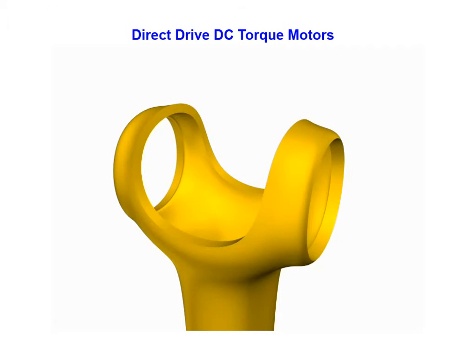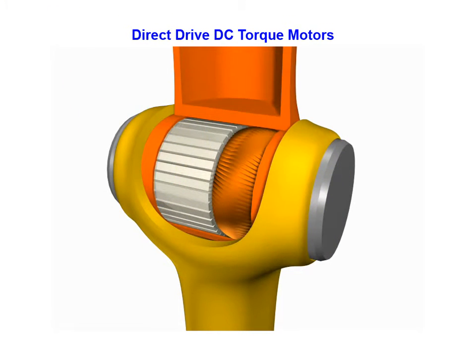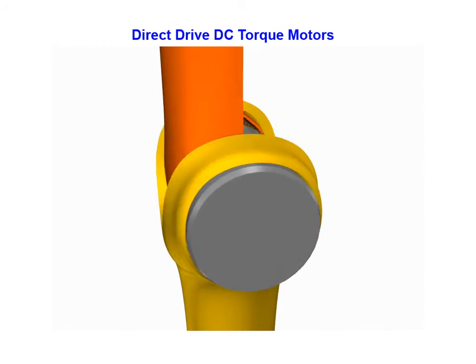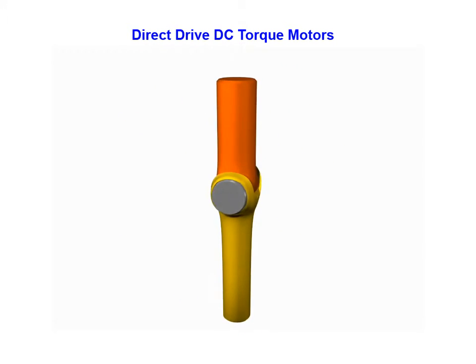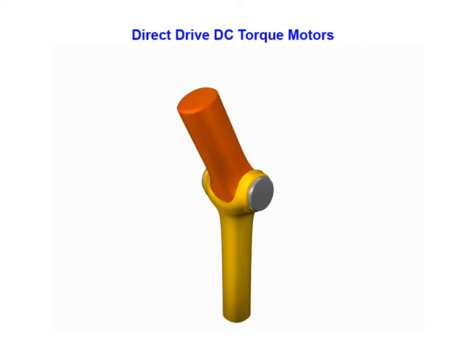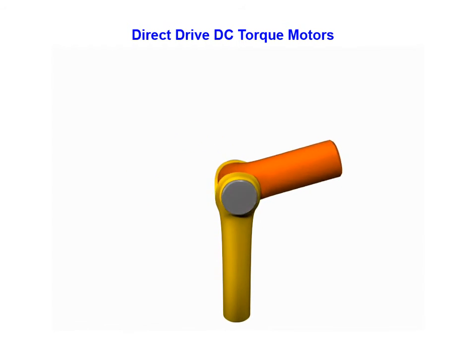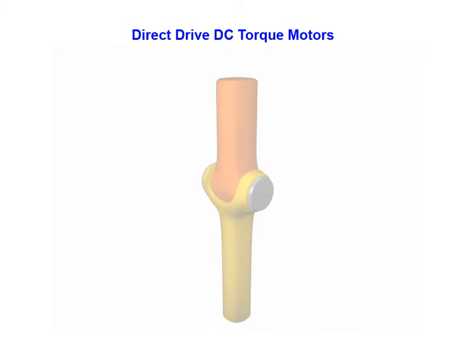The basic construction of a direct drive joint is shown here. The inner and outer cases are connected to other joints by connecting links. The motor illustrated is a DC torque motor which consists of a rotor, stator, and brush ring. The stator and brush ring are installed in the inner case, while the rotor is directly coupled to the outer case without any transmission mechanism.